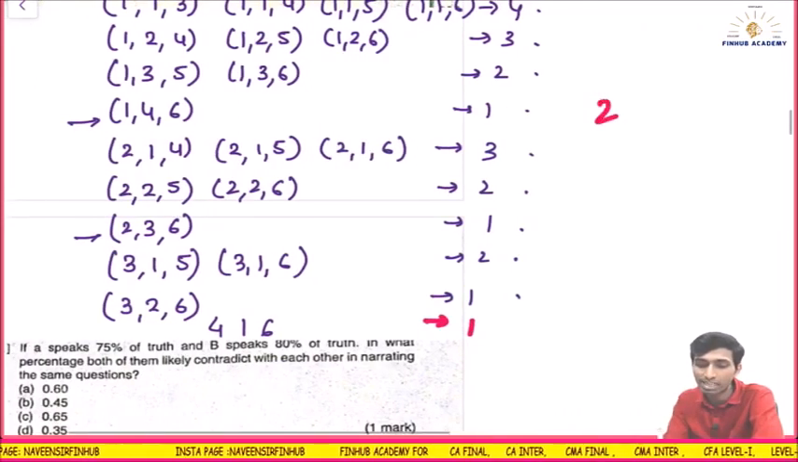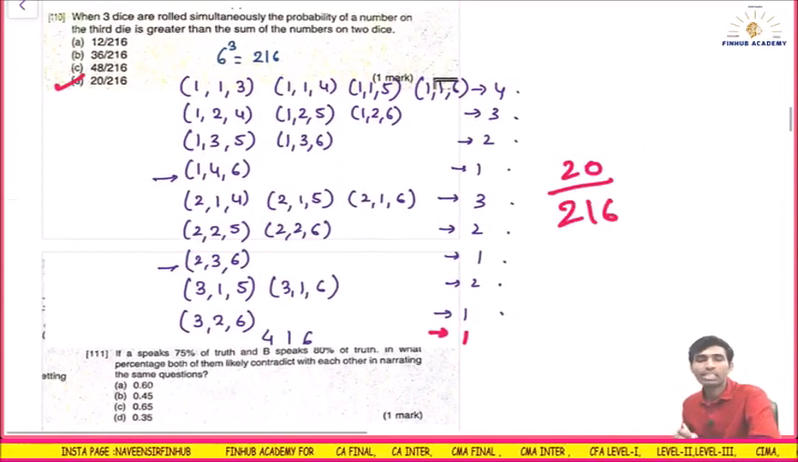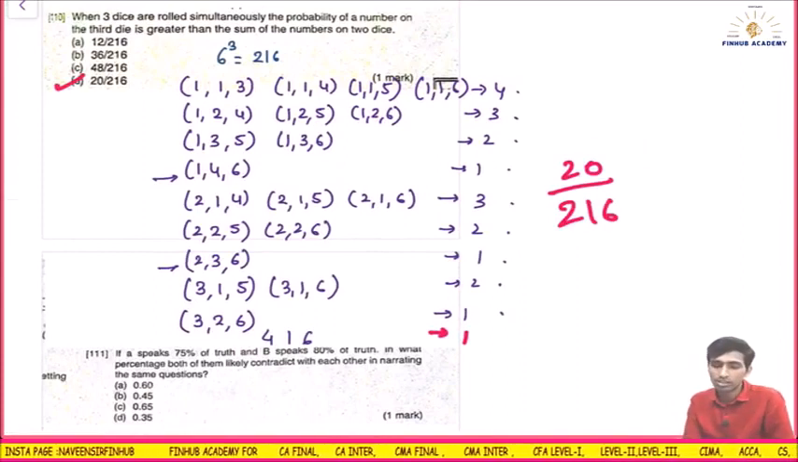So 20 divided by total sample space, which is 216. So answer is what? B. 20 divided by 216. Understood?